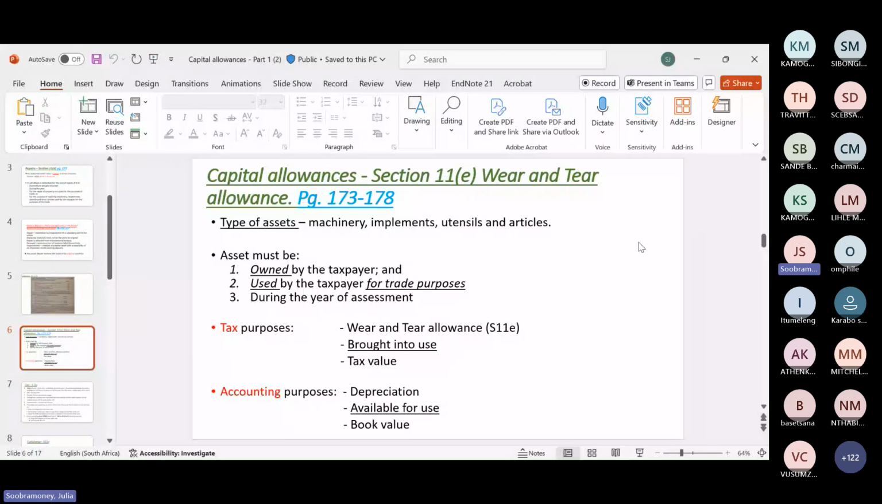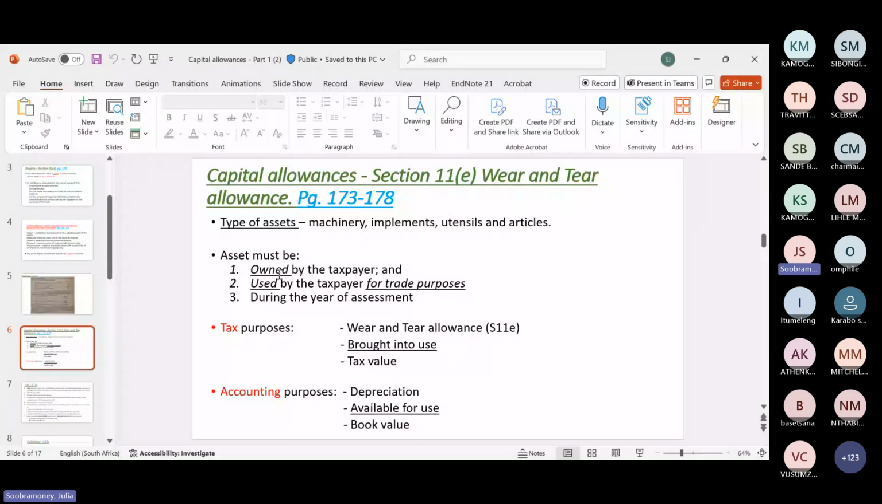So I always tell students, when you look at a section 11E asset, number one, it must always be a movable asset. Laptop, desk, chair, machinery, anything that is movable within your business. Number two, it must not be machinery used in the process of manufacturing. So it can be any machinery, but it must not be used in the process of manufacturing. Process of manufacturing is the next section. So it's a very general section. Anything that is movable and that is not used in the process of manufacturing will fall under section 11E.